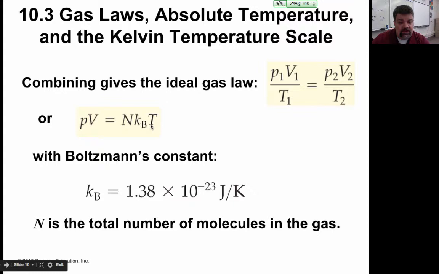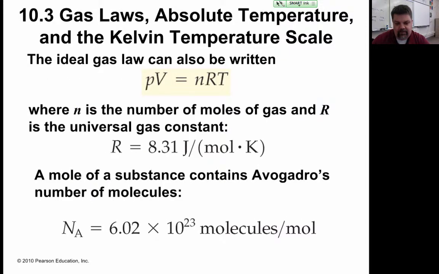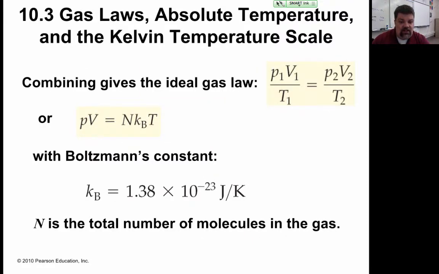For temperature, capital T, we need to make sure that it's in Kelvin. Just like length always has to be in meters, mass in kilograms, and time in seconds, for our calculations temperature always has to be in Kelvin. And then we can convert it back. So the ideal gas law is this. You're going to see about 3 or 4 different variations of it.